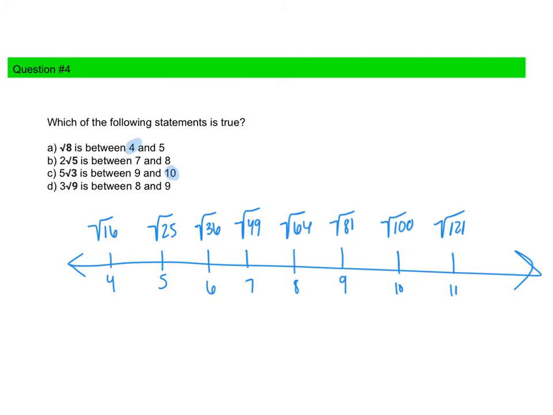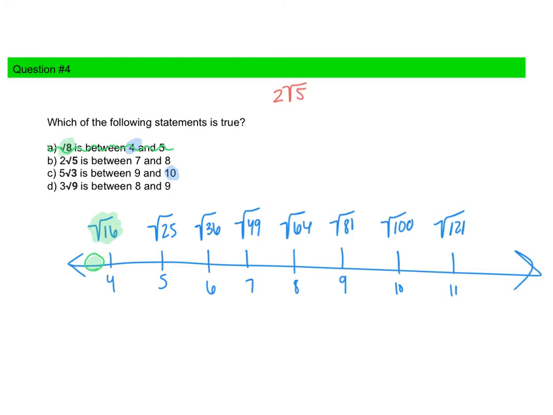So the first number I'm starting with is the square root of 8. Now the square root of 8 is going to come way before all of these. It's going to be before the smallest one we have here, which is the square root of 16. So the square root of 8 is going to be somewhere over here. Now, is that between 4 and 5? No, that's before 4. So this is not true. It's not between 4 and 5. It's before 4. Next, I have 2 times the square root of 5. So I'm going to write this off to the side. 2 times the square root of 5.